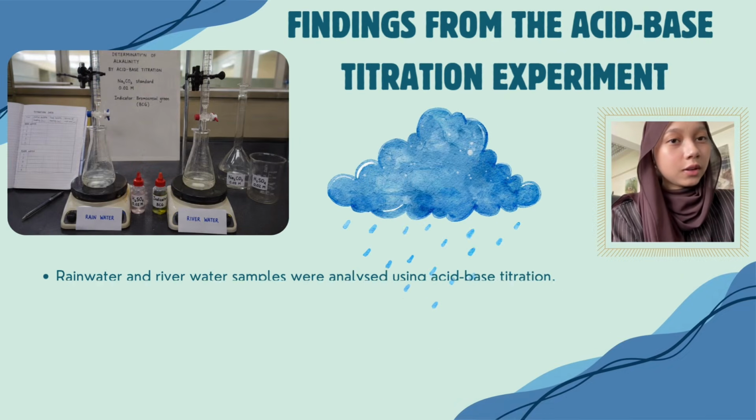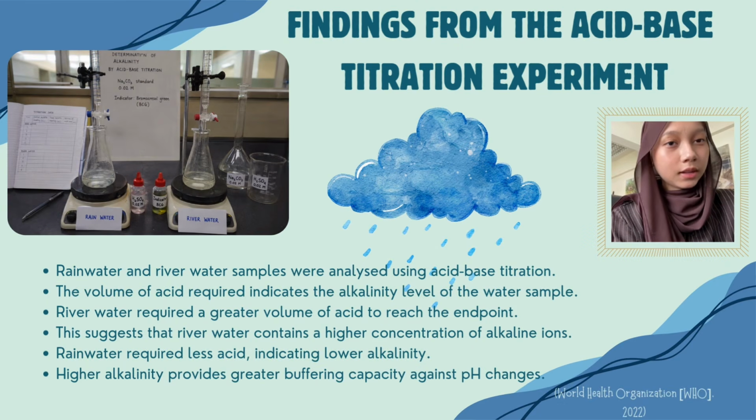So now let's take a look at our findings. We tested both river water and rainwater using acid-base titration. We found that river water needs more acid to reach the endpoint than rainwater. This means river water has higher alkalinity. It contains more carbonate and bicarbonate ions, so it can resist changes in pH better. On the other hand, rainwater needs less acid, showing that its alkalinity is lower.